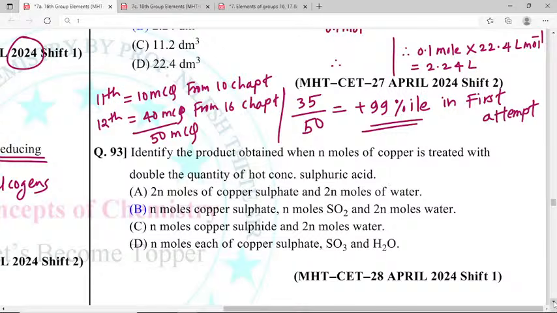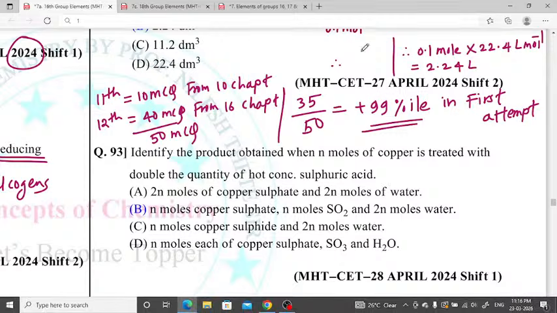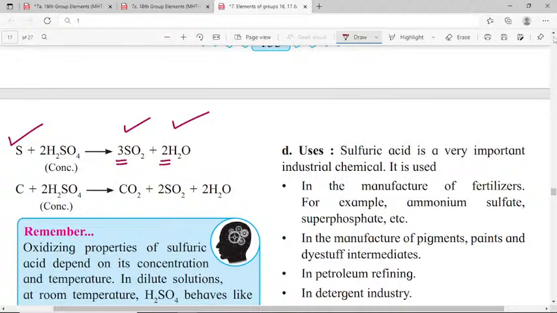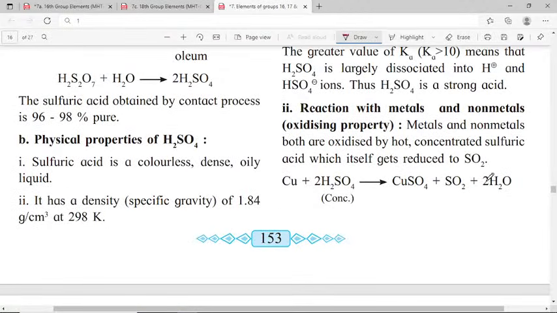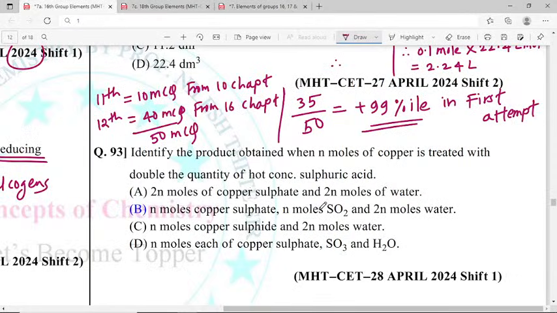Okay, now start the question. Identify the product obtained when n mole of copper is treated with double the quantity of hot concentrated sulfuric acid. Again the same type of question here. Copper reacts with double the quantity of sulfuric acid to give copper sulfate, SO2 and water as 2 mole. So n mole copper sulfate, n mole SO2 and twice n mole water, because n mole is written here.